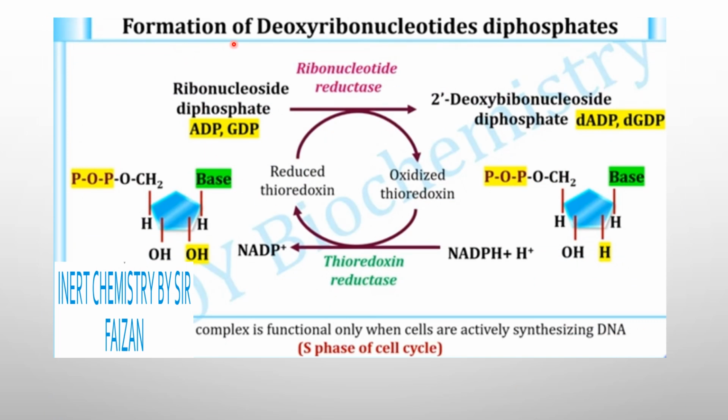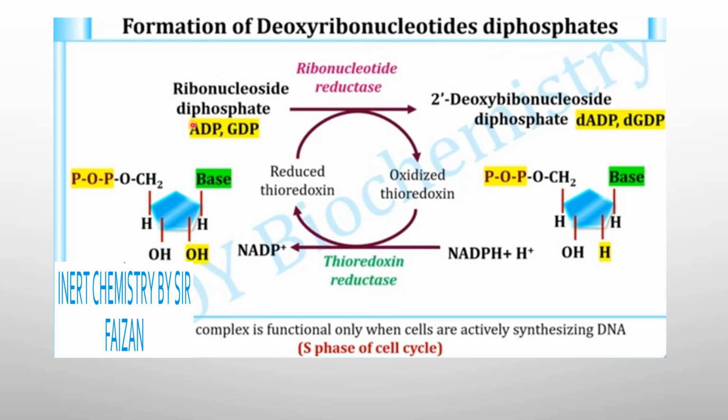Formation of deoxyribonucleotide diphosphates. In the previous slides, we saw the synthesis of ribonucleotides. But here we see the synthesis of deoxyribonucleosides. Deoxyribonucleosides are formed from ribonucleosides.